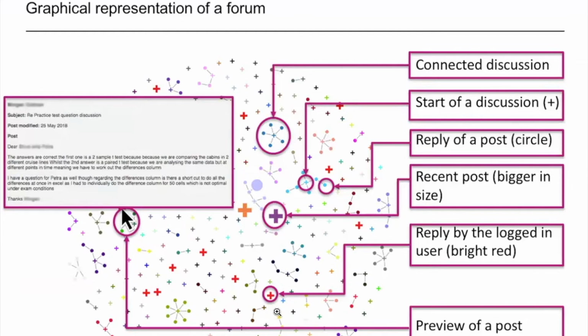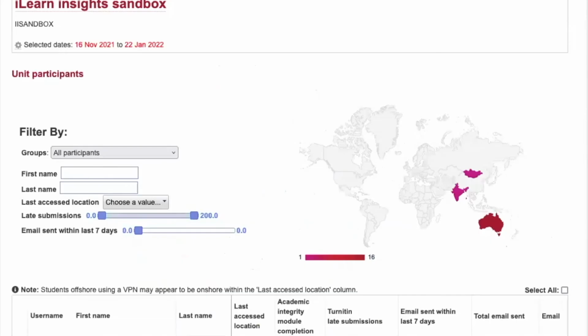If you click over here, it will show you all of the different notations that you might be able to see. A plus means the start of that particular discussion. A bigger font means the post was posted within the last 24 hours. A bright red means you have posted as a logged in user, or you have replied. And these are all connected graphs, meaning someone has replied and someone has replied to a reply, right? So this is all about the forums.